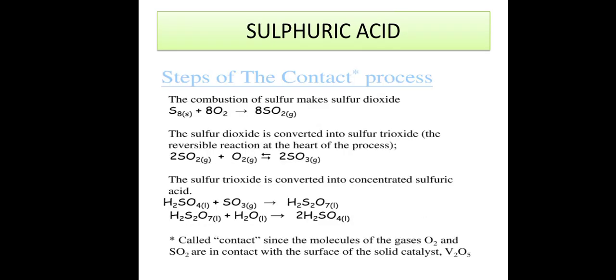Sulfuric acid. Sulfuric acid is prepared by contact process. Why this process is called contact process? In the second step, we would see sulfur dioxide is converted to sulfur trioxide in contact with vanadium oxide or platinum catalyst. That's why the preparation of sulfuric acid is termed as contact process.